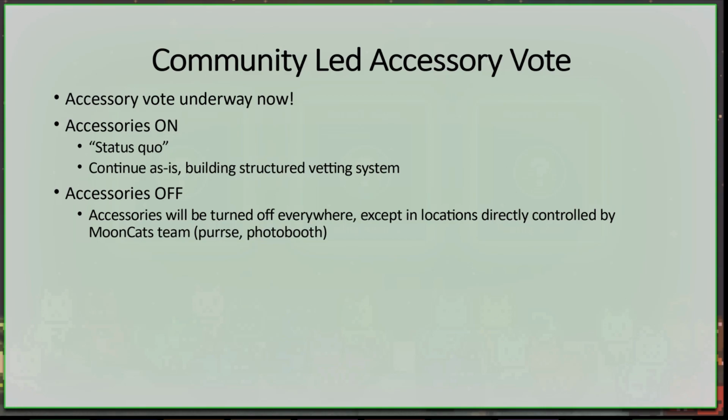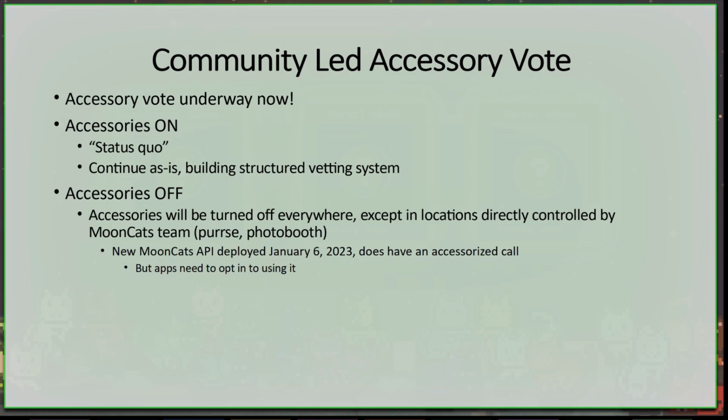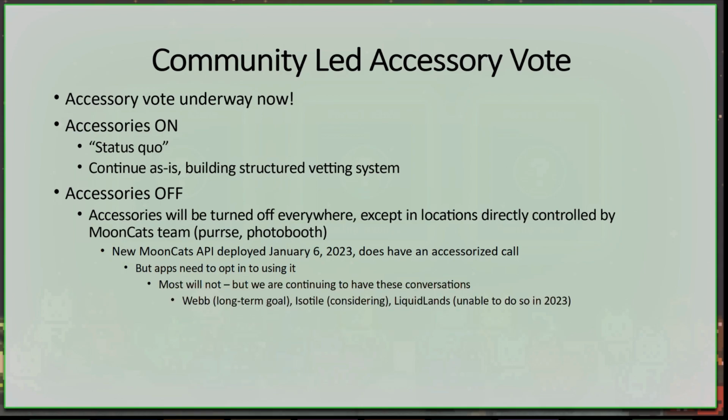Accessories off is exactly that. Accessories get turned off everywhere except locations that Midnight and I directly control as the MoonCats team. At this point, it is notably the purse and photo booth. We did have a new API that we deployed on January 6th, 2023, and that does have an accessorized call. The other side of that coin is apps need to opt into using it. While we want to be optimistic and we have reached out to a lot of our partners already, we also want to be honest that it is looking at the moment like most will not.